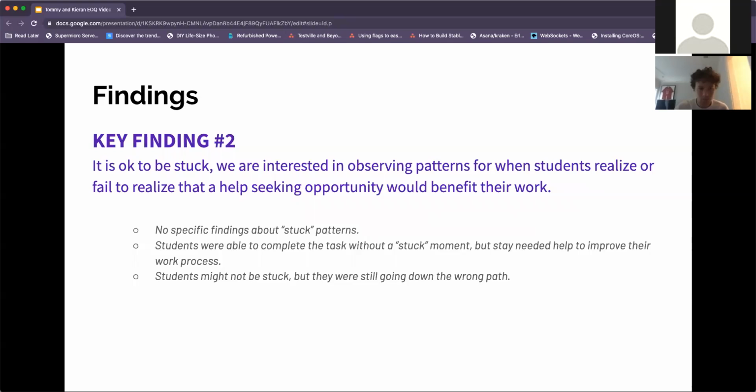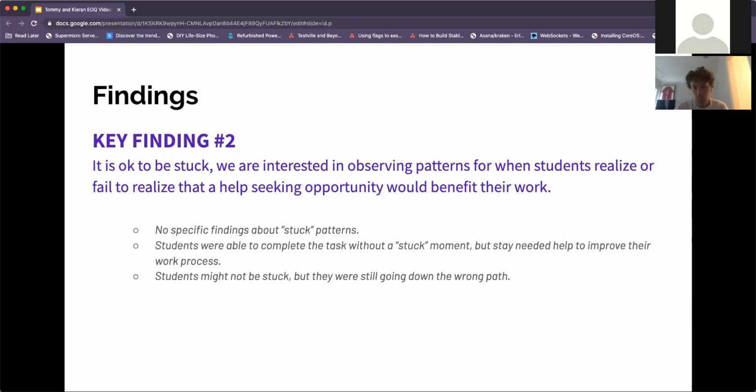Awesome. And so for our second key finding, initially we had wanted to identify what it means to be stuck and whether an intervention is needed when a student is stuck. And we actually found that, one, there are no specific stuck patterns that we identified, and that being stuck was not actually a problem, because students need intervention when they would benefit from help-seeking opportunities rather than when they are stuck.